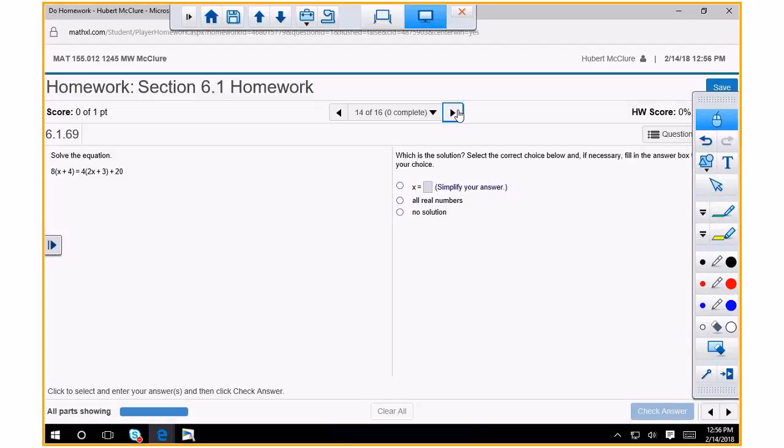All right, there's one. That's a test question. 8 times x plus 4 equals 4 times 2x plus 3 plus 20.